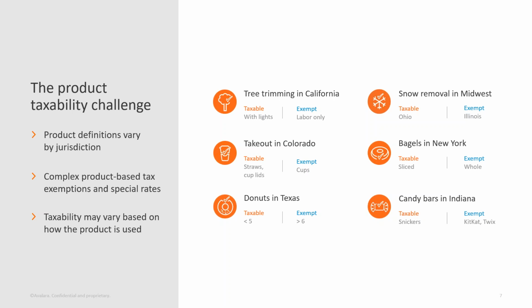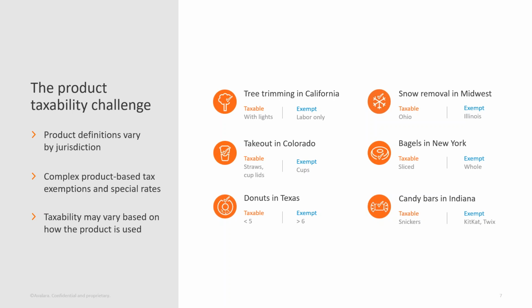Another good one is bagels in New York. I love this one. So if you go into a deli in New York, and I have been fortunate enough to do this, and the bagels are delicious, if you have that bagel sliced, it is taxable. If you get the bagel whole, meaning it's not sliced, there is no sales tax involved in that transaction. The reason for that is New York views a sliced bagel as having a service involved in the transaction. So you're not only purchasing a product, the bagel, you purchase a service as well, which is the slicing of that bagel. So donuts in Texas is a great one, right?